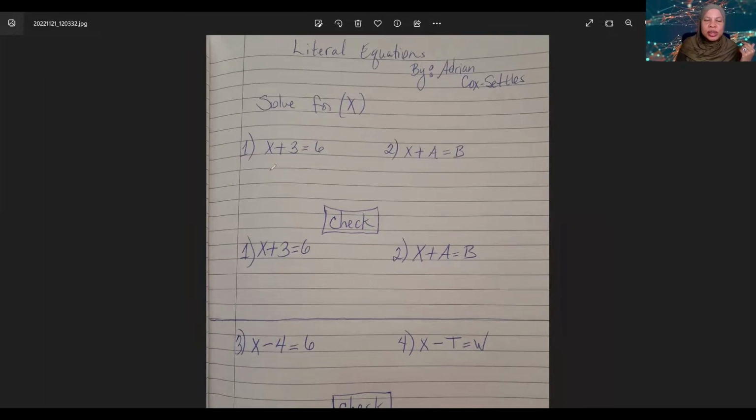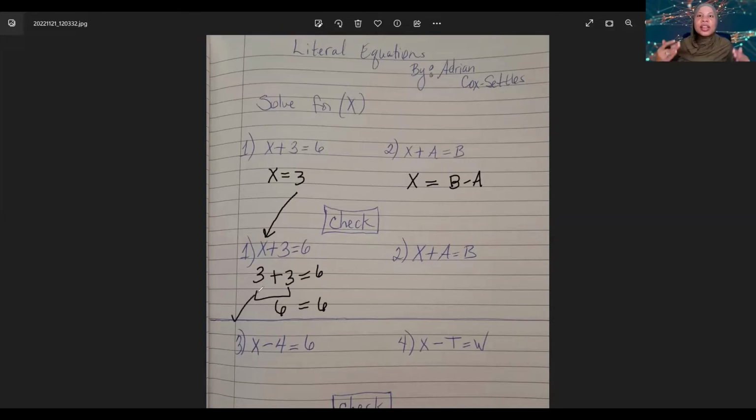So the first one we said was x equals 3. And this one we said was x equals b minus a. So let me keep that there so I know what to use. All right, now, x equals 3, so anywhere you see x, you plug in 3. So I'm just going to plug the 3 in here. So 3 plus 3 equals 6. Now 6 is equal to 6, so we know it checks out.